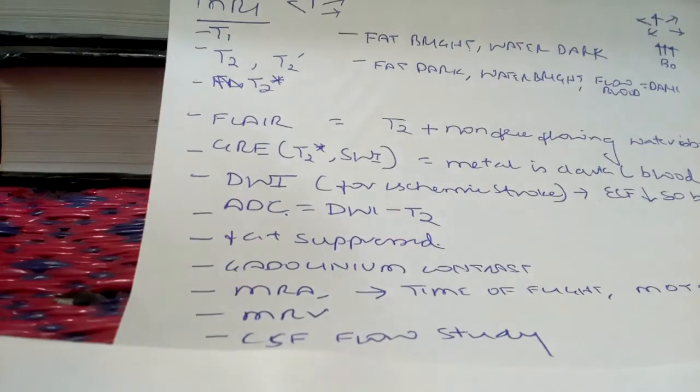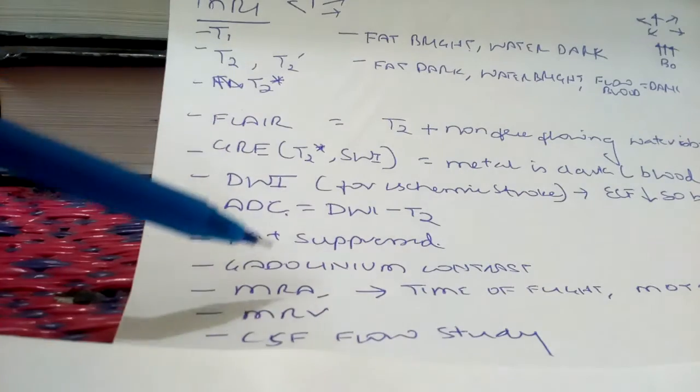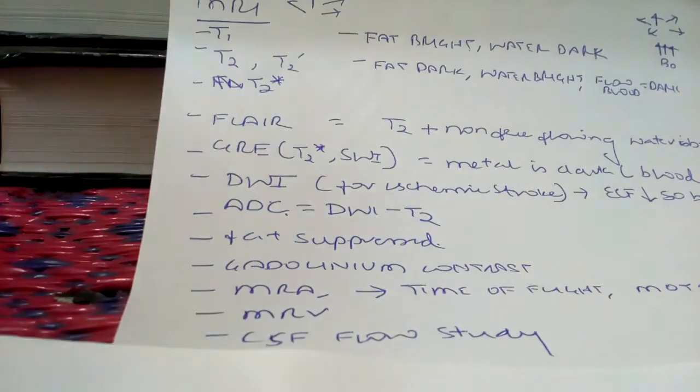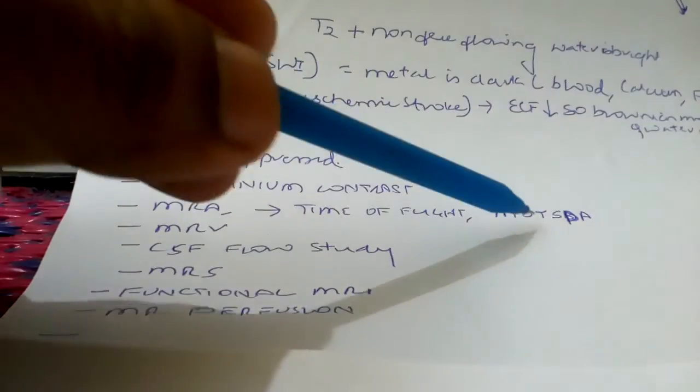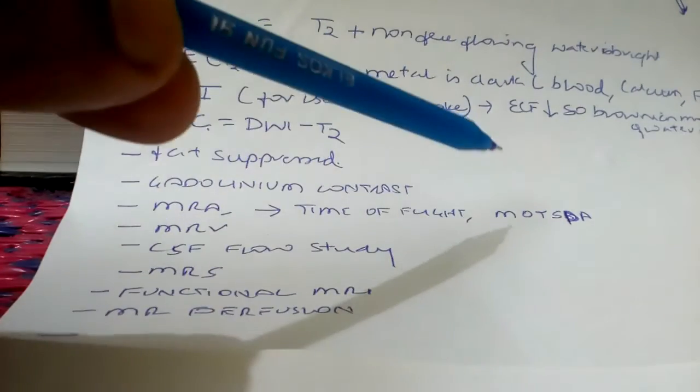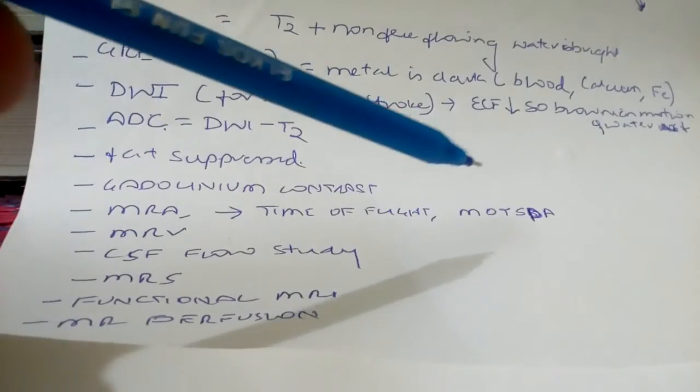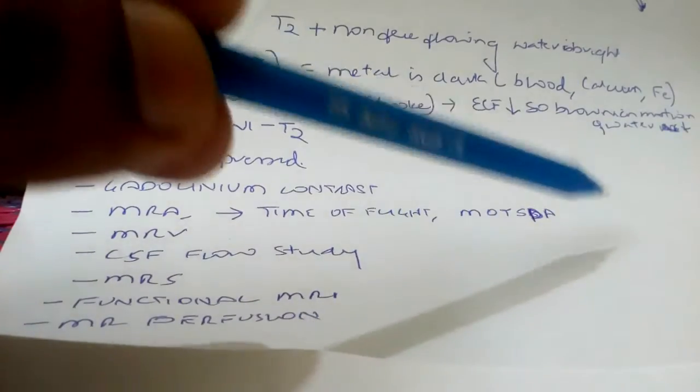Gadolinium is a contrast medium, which is gadolinium diethylenetriamine pentaacetic acid, and MR angiography is based on two techniques called time of flight and MOTSA. MOTSA is nothing but multiple overlapping thin slab acquisition.